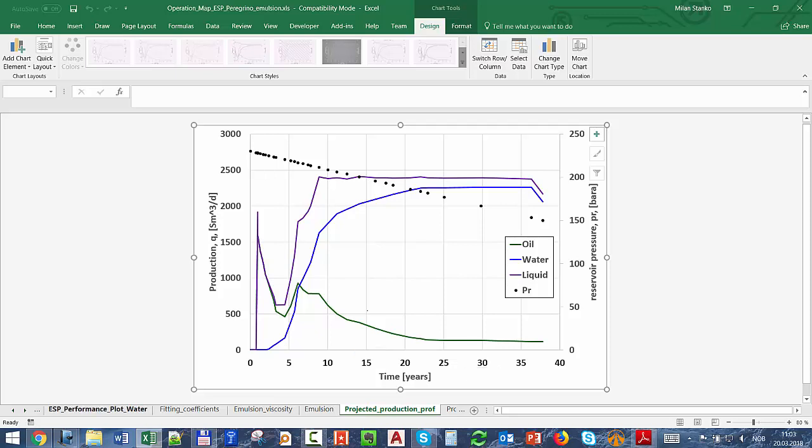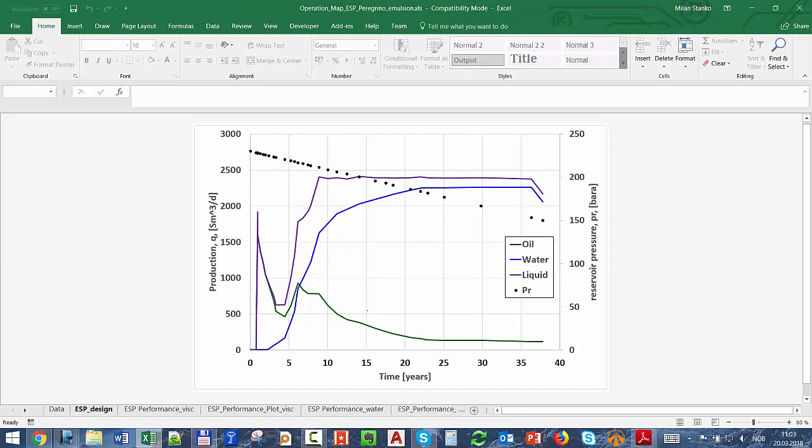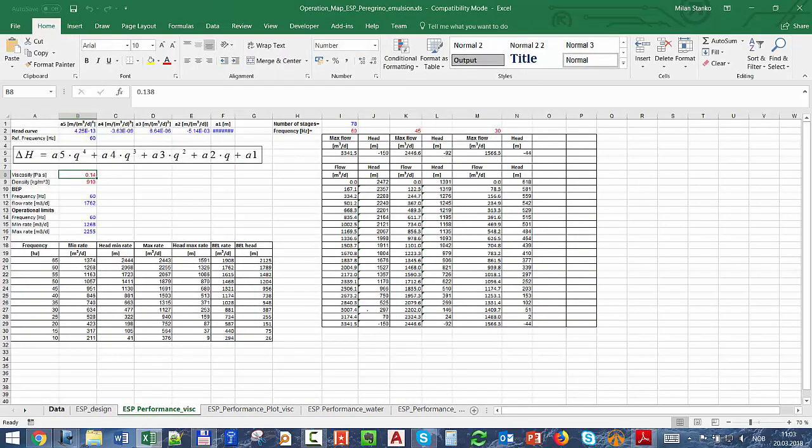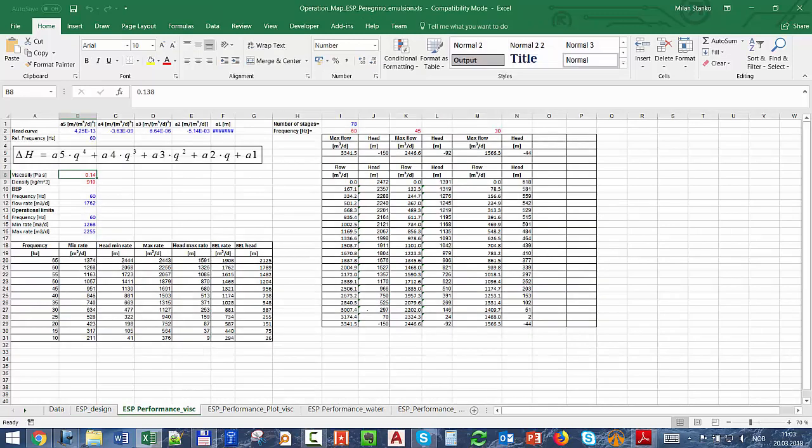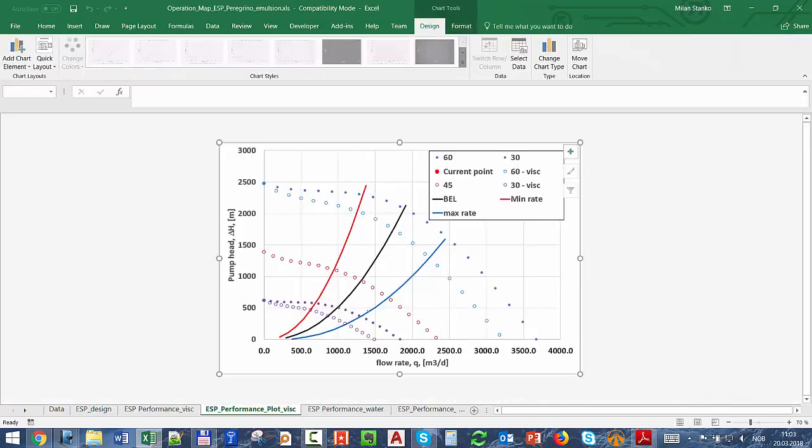So now we say we have gotten from the manufacturer a proposed model of ESP, the Centrilift 675. With the rates that we got from the reservoir engineer, we have to calculate the delta P versus the rate, and then plot it on the pump performance map that I have here and see if the point falls inside, and if it fulfills all the operational conditions that I have just described.